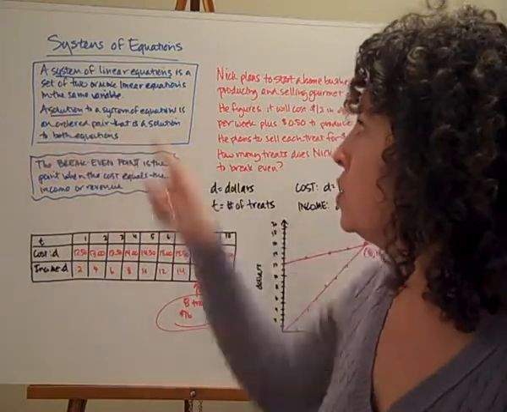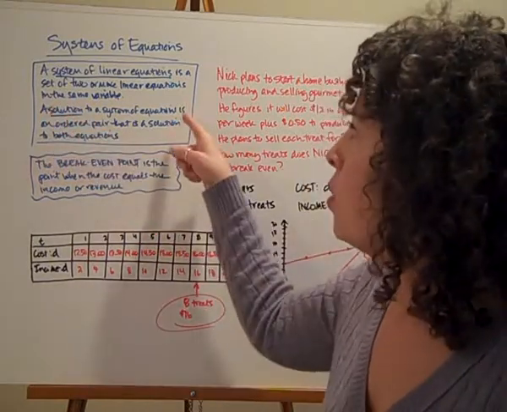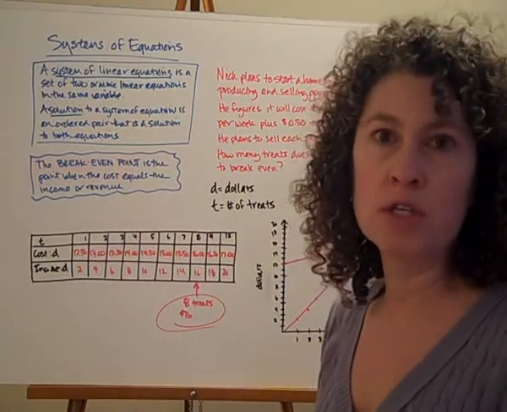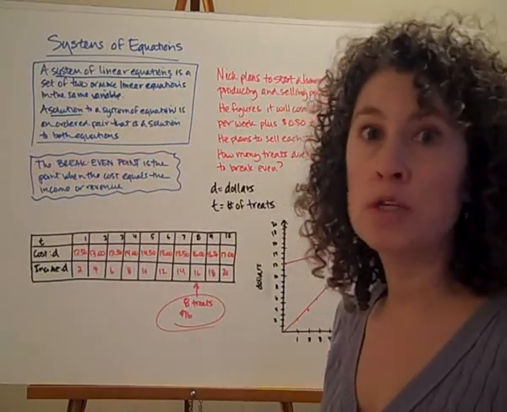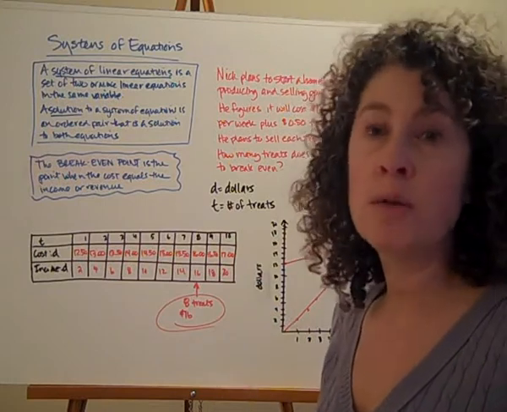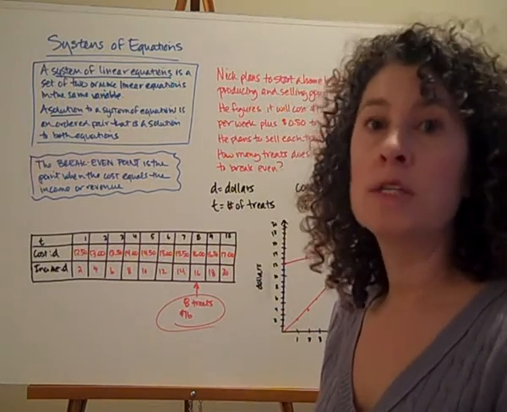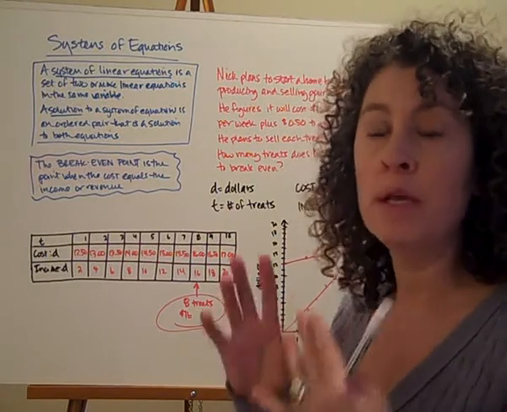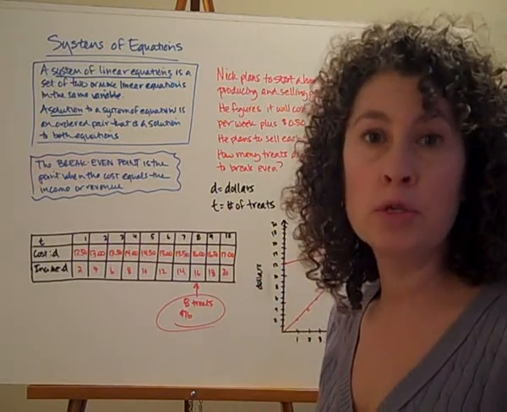A solution to a system of equations is an ordered pair that is a solution to both or all of the equations in the system. So if there's more than one equation, if there's two or three equations, that ordered pair works in all of those equations. And we've looked at making a table to come up with solutions of equations.